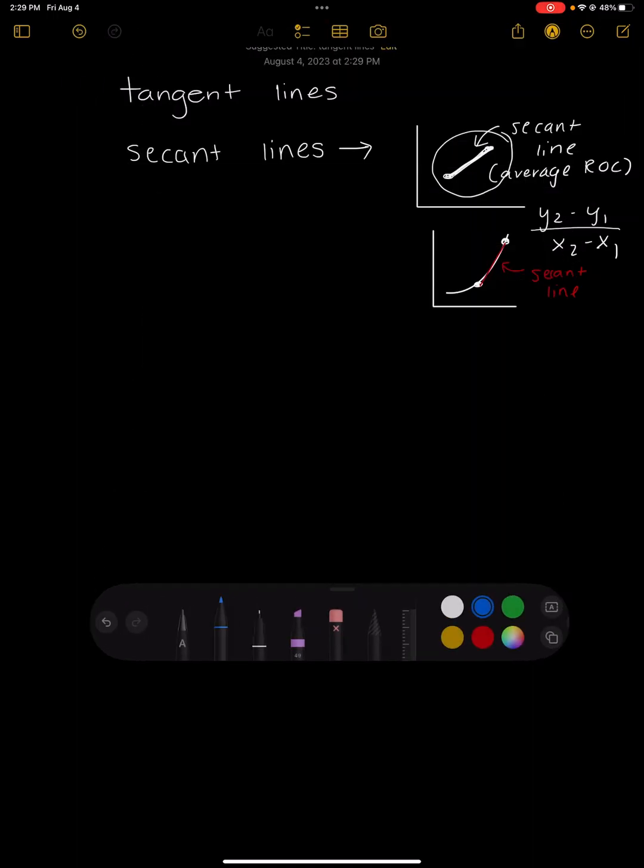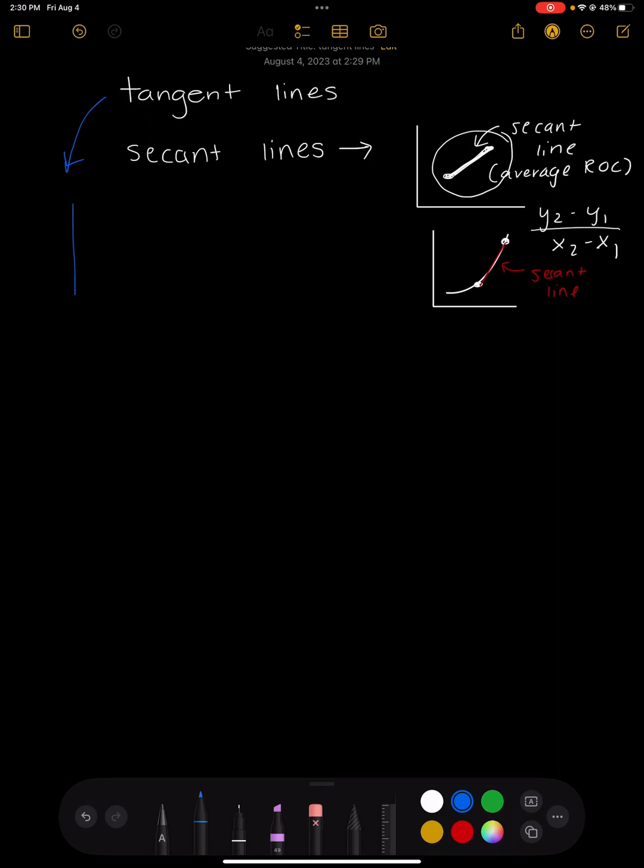A tangent line, however, is if we take any curve, we can create a tangent line on that curve, which is where we have a single point on the curve, and we draw a perfectly linear line that touches the curve exactly once. And the slope of this line, tangent line, this is what we get from taking the derivative of a function.